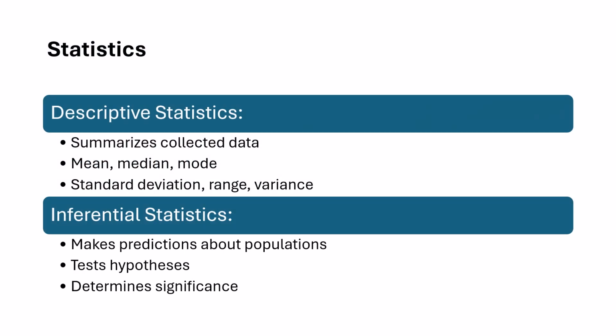Let's revisit the distinction between descriptive and inferential statistics. Descriptive statistics summarize your data: mean, median, mode, standard deviation, range, and variance. They paint a picture of what you found. Inferential statistics let you make predictions about populations based on your sample. They help you test hypotheses and determine significance. This basic distinction forms the foundation for understanding more complex statistical concepts.